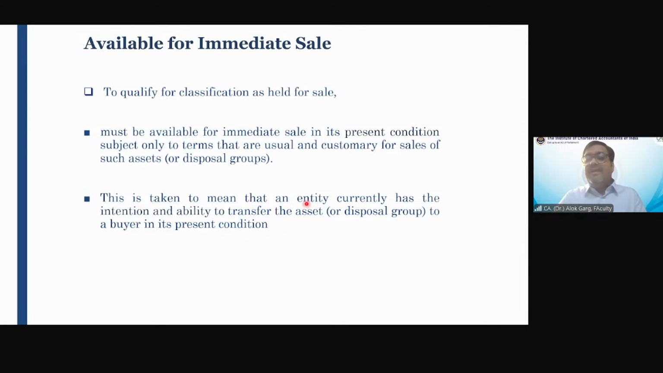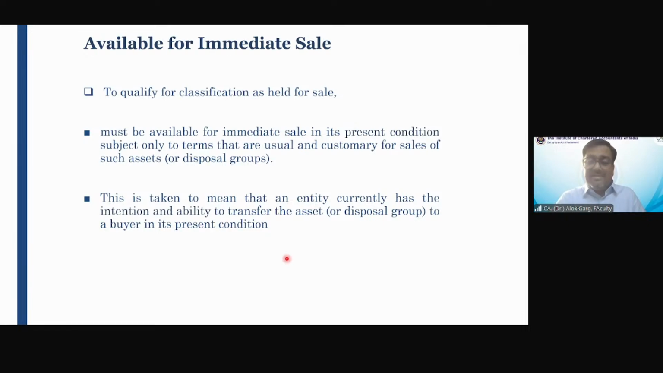This is taken to mean that an entity currently has the intention and ability. Sir, how will we check whether this asset is available for immediate sale in present condition? For that, again, two conditions should be satisfied. What are those two conditions? The intention and ability should be there. For example, when I wanted to sell my fourth floor, I told that I will sell my fourth floor only when my fifth floor gets constructed. In that case, do I have an intention to sell immediately?